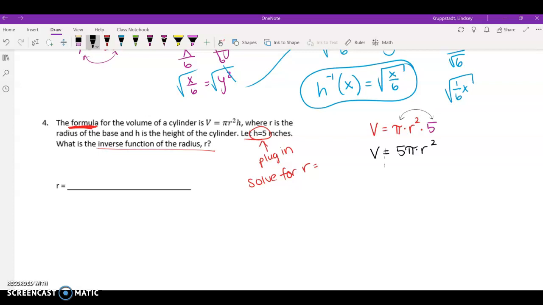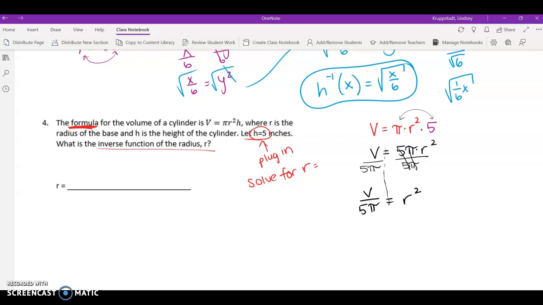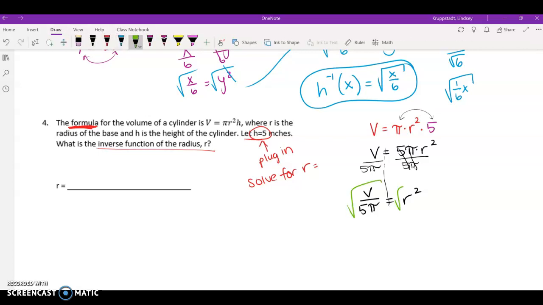Now, all of this is multiplying. So in order to get rid of the 5 pi, I need to divide by 5 pi on both sides, just like we divided by 6 in that last problem. So I'm left with v divided by 5 pi equals r squared. And then again, just like in the last problem, in order to get rid of that squared for my r, I need to take the square root. So I now have, flipping the order a little bit, r equals the square root of v divided by 5 pi.